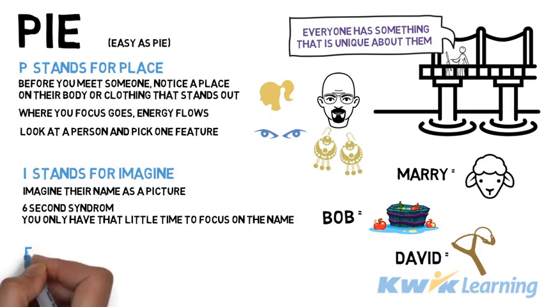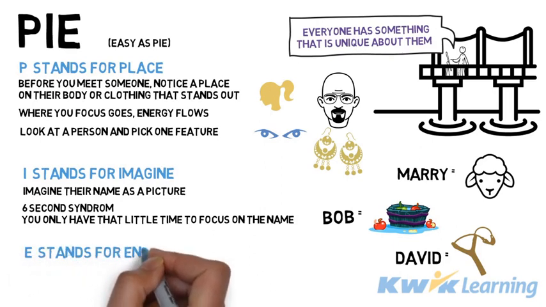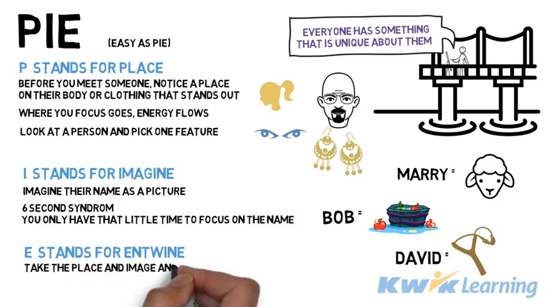And so what do you do when you have the name turned into a picture? All you do is the next step, the last step, which is the E in PIE, which stands for entwine. Now, what does it mean to entwine something? It means to tie together, right? And so what are you tying together? Very simple, the P and the I. You're taking the place and the image and you're entwining those two things together, like putting them together with sticky glue.